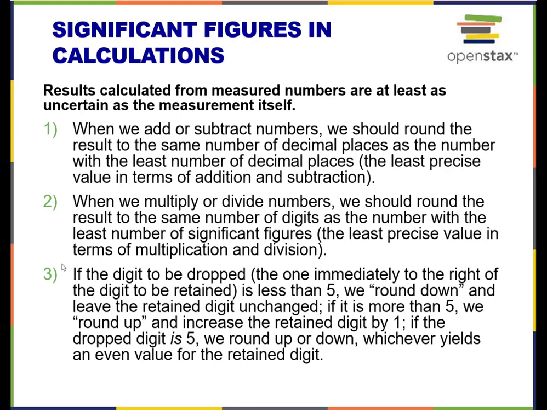Then, of course, we have to round. If we are supposed to lose some digits based on our significant figure rules, then we have to either round up or round down. If a number is less than 5, we round down, and if it's 5 or up, we round up.